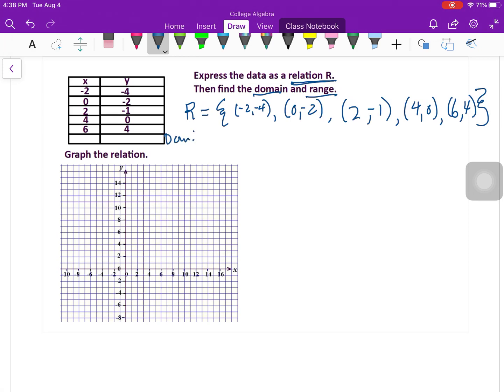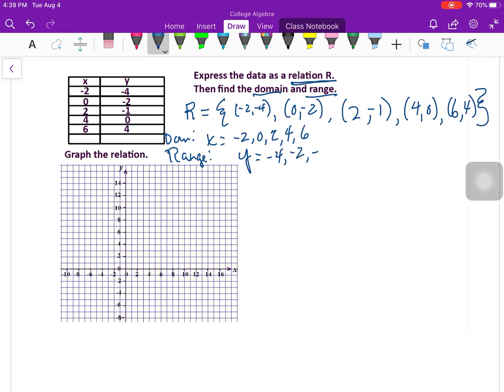The domain are your X values. So you will not write D equals. The domain are my X values. So X equals -2, 0, 2, 4, and 6. And we only list each X value once.